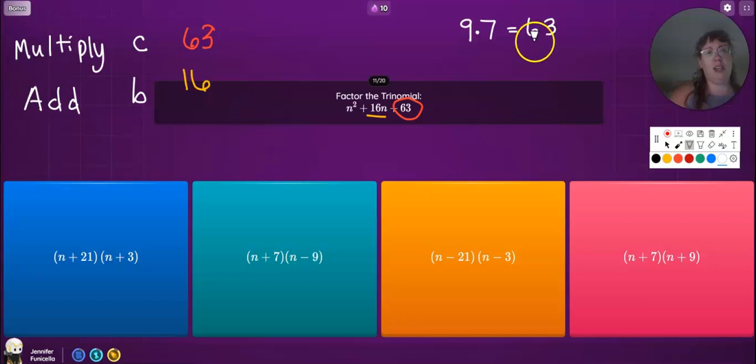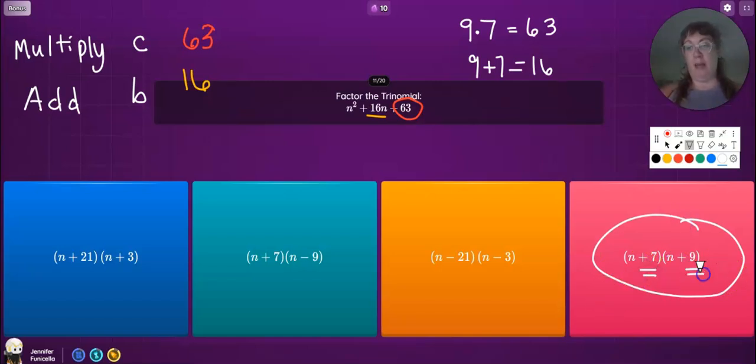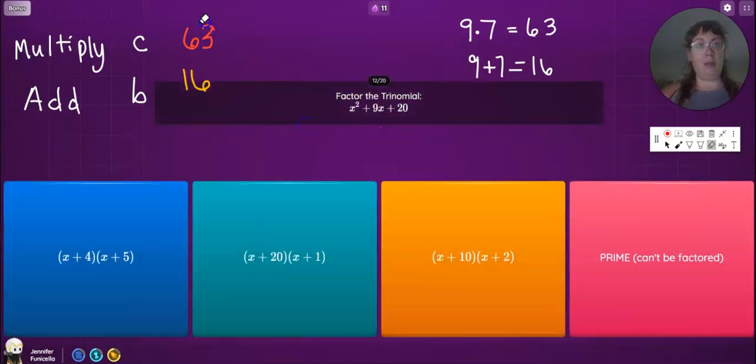And 9 plus 7 is 16. So those are going to work for us. They're both positive. So we have n plus 7 times n plus 9. So we got that positive 7 and that positive 9. Beautiful. Let me clean this up and get our new values.